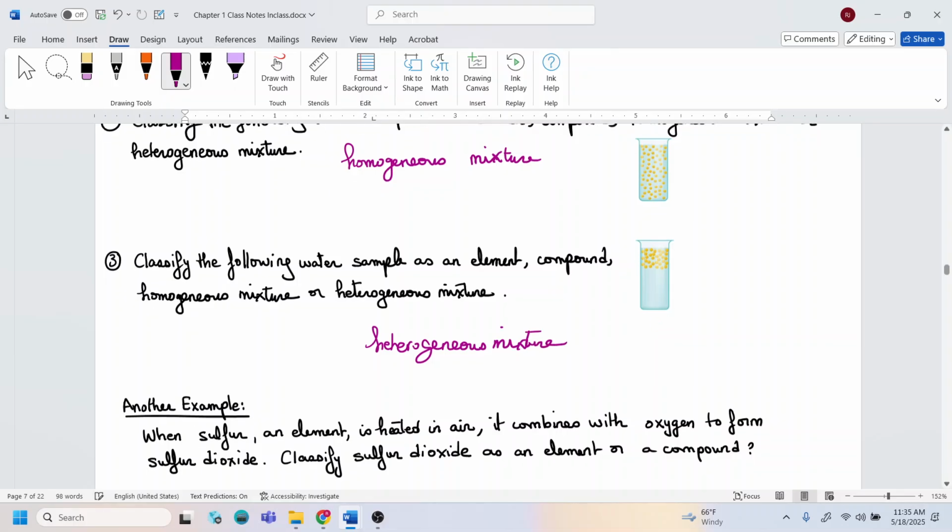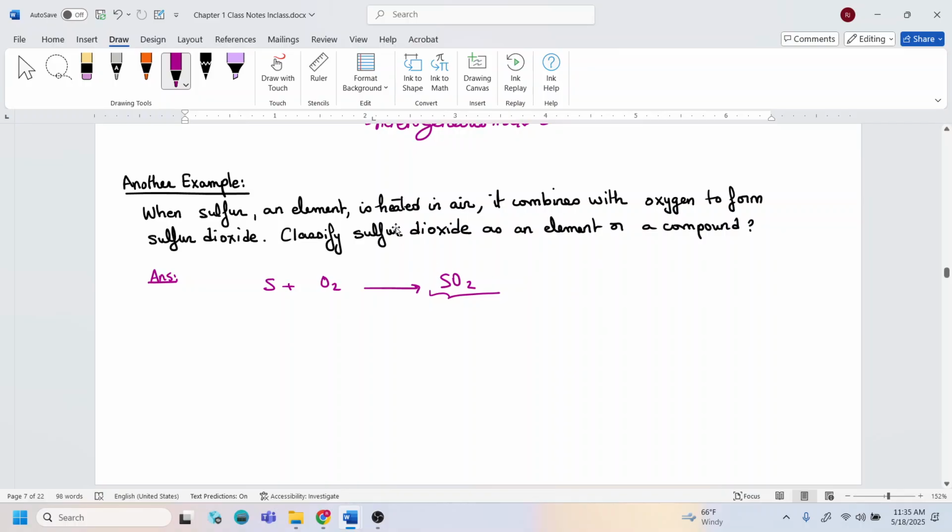So when sulfur, an element, is heated in air, if you have any reaction, I'll write the reaction for you. Later on, we'll learn how to put the reaction together, and we'll learn how to write the structure of the molecules as well. So sulfur is heated in air. It combines with oxygen. So S plus oxygen. Sulfur is a solid. Oxygen is a gas.